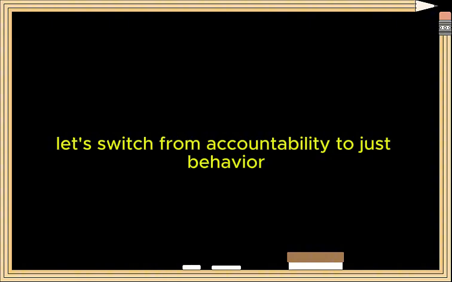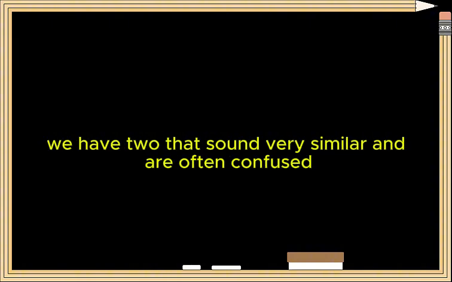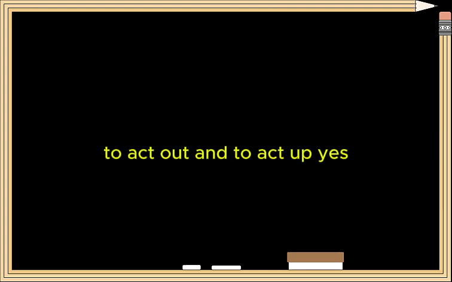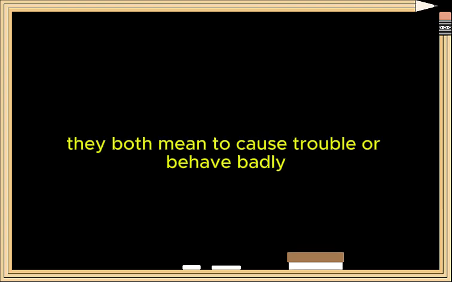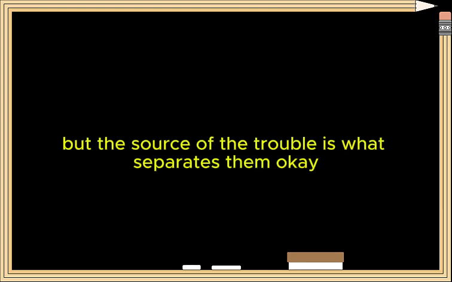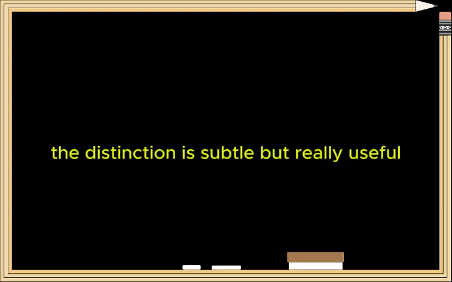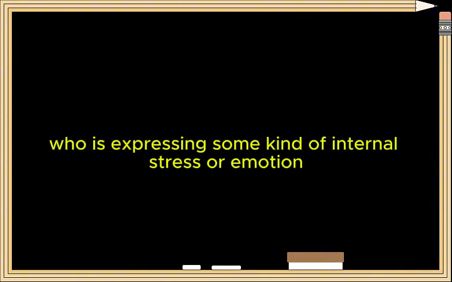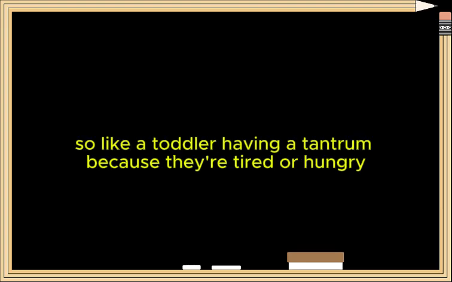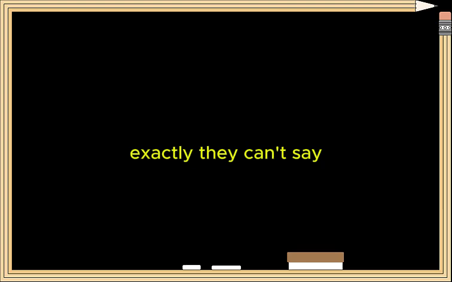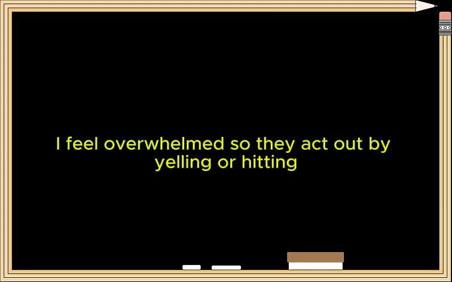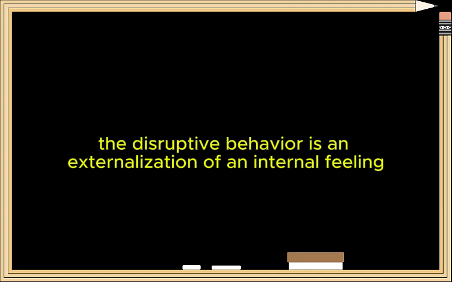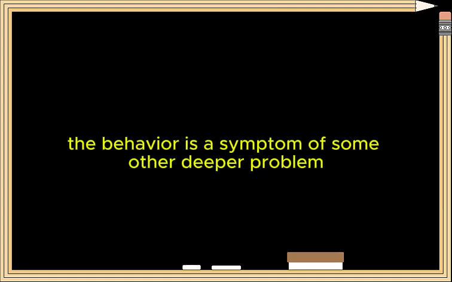Okay, let's switch from accountability to just behavior. We have two that sound very similar and are often confused: to act out and to act up. Yes. They both mean to cause trouble or behave badly, but the source of the trouble is what separates them. The distinction is subtle but really useful. To act out usually refers to a person, and we often use it for children, who is expressing some kind of internal stress or emotion through bad behavior. So like a toddler having a tantrum because they're tired or hungry. Exactly. They can't say, "I feel overwhelmed," so they act out by yelling or hitting. The disruptive behavior is an externalization of an internal feeling. The behavior is a symptom of some other deeper problem.